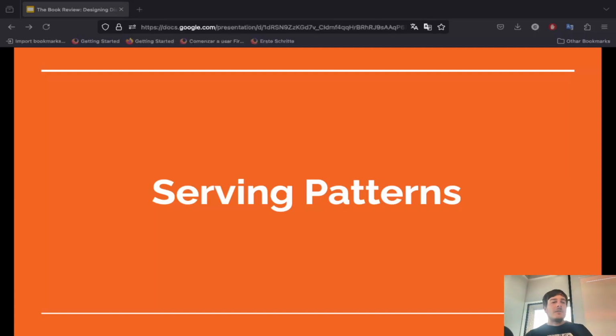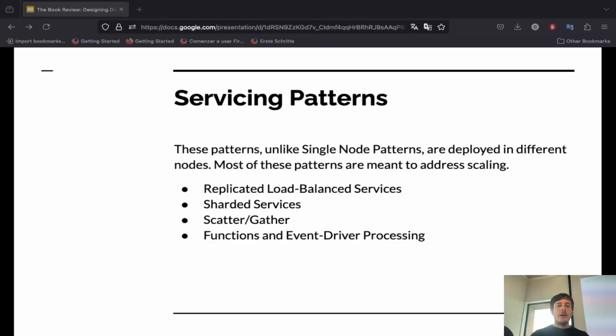The next section talks about serving patterns. This goes one step further, or one level up, where we not only consider a single application or a single node, we start considering how we deploy our entire system, more in terms of microservices. In this case we have four patterns: replicated load-balanced services, sharded services, scatter-gather, and function and event processing.